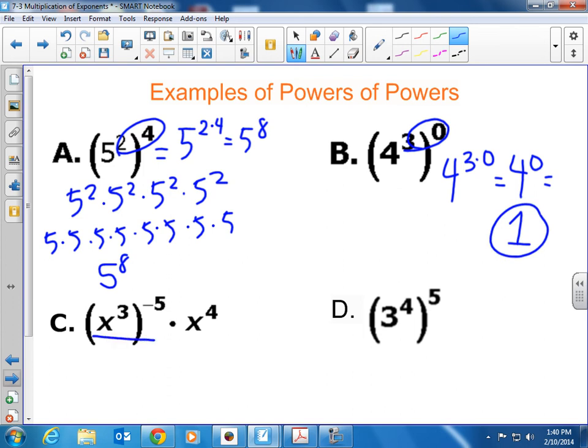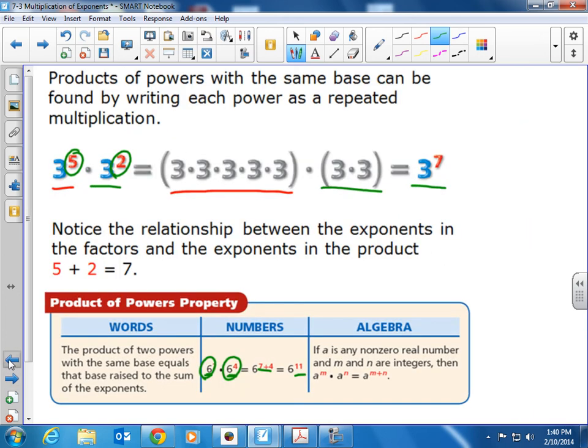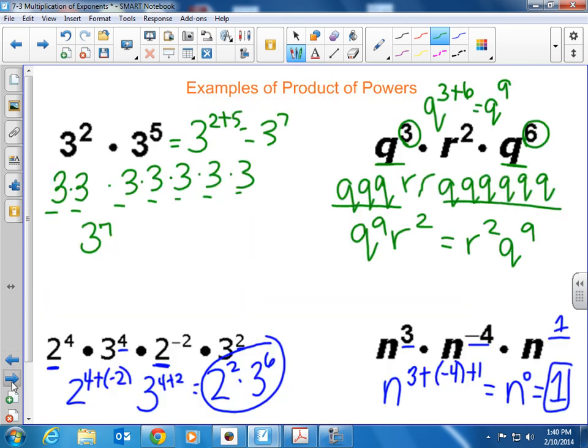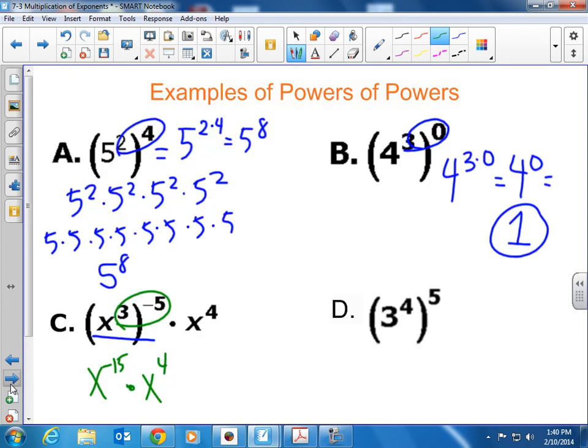Let's look at the next one. Here I have x to the third raised to the negative 5th. So first thing I'm going to do is multiply my exponents together. I'm going to get x to the negative 15th times x to the 4th. Now this goes back to the first property that we learned, the product of powers. What was the rule when I have a product of powers? I keep my base of x and I do what to their exponents? I add them. So I add the negative 15 and the 4 and I get x to the negative 11th. Can we leave our answer as that? No, we can't. We can't have negative exponents. So my final answer is 1 over x to the positive 11.